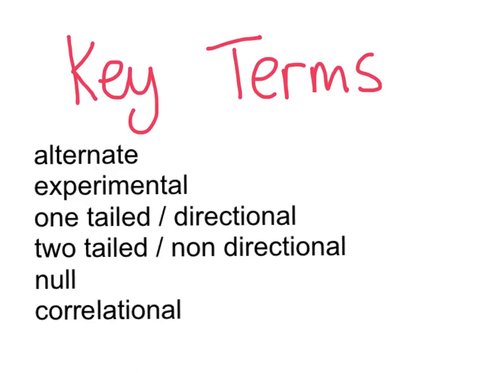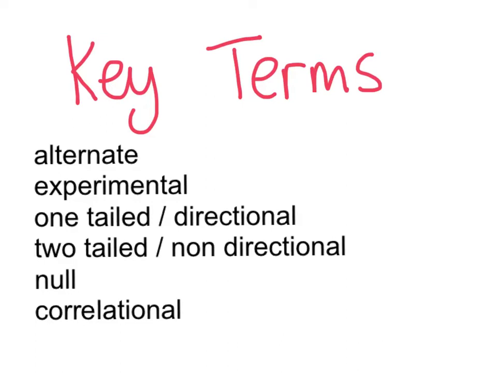The first thing you need to do is to take a page and write down hypotheses, and these are the key terms that we'll be looking at today. So there's the alternate or the experimental hypothesis, and these can be one-tailed or directional, or two-tailed, also known as non-directional. There is the null hypothesis, and lastly, for correlational research, we have the correlational hypothesis.